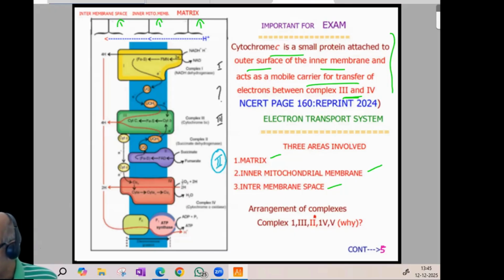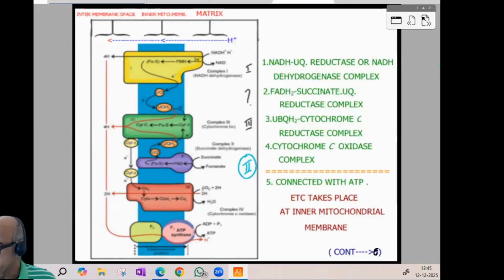The arrangement of complexes is 1, 3, 2, 4, 5. Why does complex 2 come after complex 3? Many reasons are there. Complex 2 is concerned with FADH2 of the Krebs cycle, and another reason is that it takes place simultaneously. Different explanations are given. Anyway, 1, 3, 2, 4, then complex 5, ATP synthase or synthesis. I think the idea is clear. Now we can proceed to the next page.